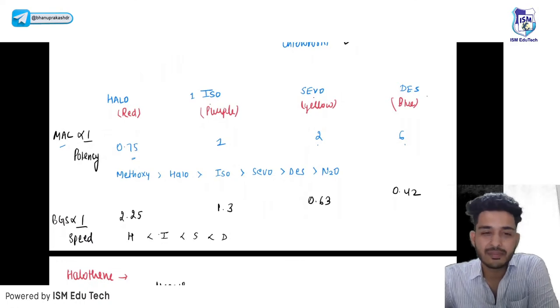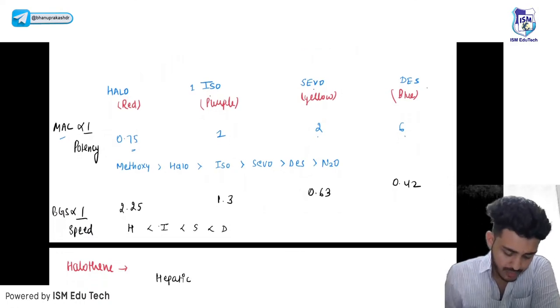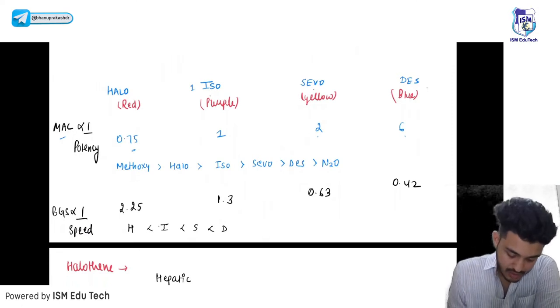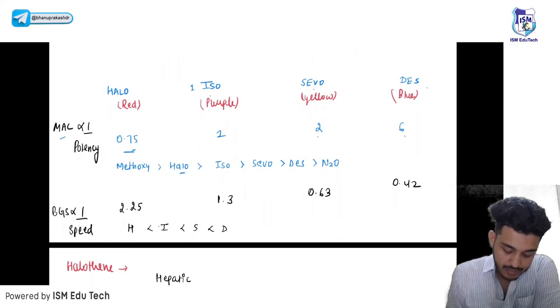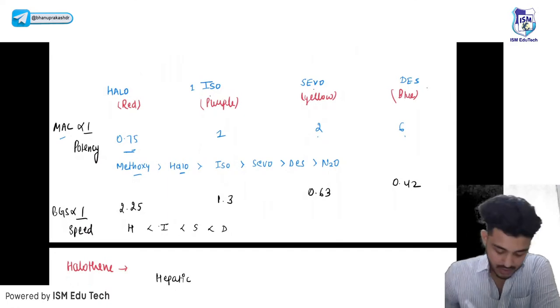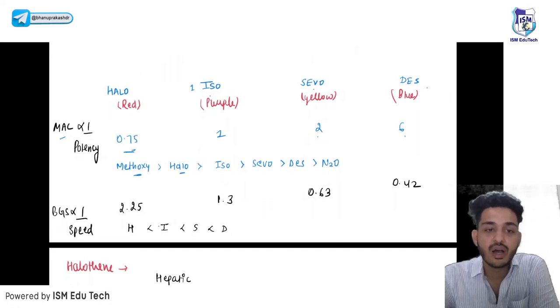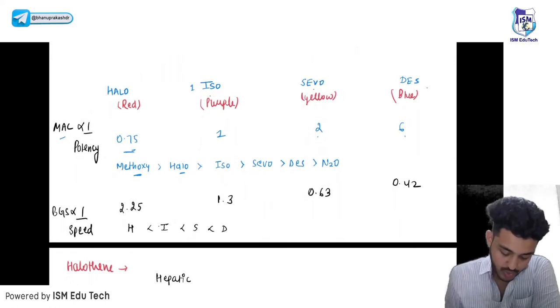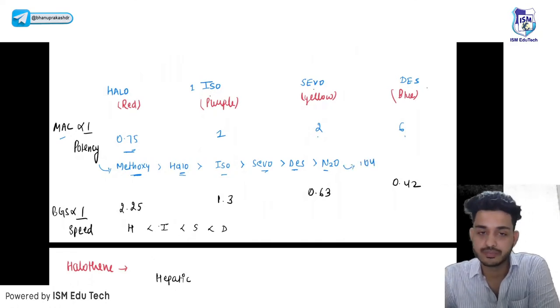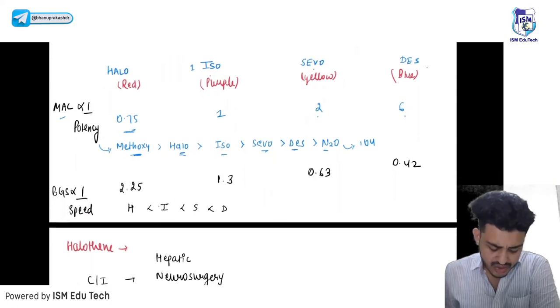The higher the MAC, the lower the potency. So the most potent will be halothane, but the MAC of methoxyflurane is less than halothane, so it is more potent. This is the order of potency: methoxyflurane is most potent, then halo, then iso, then sevo, then des, and the MAC of nitrous oxide is 104. Understood?